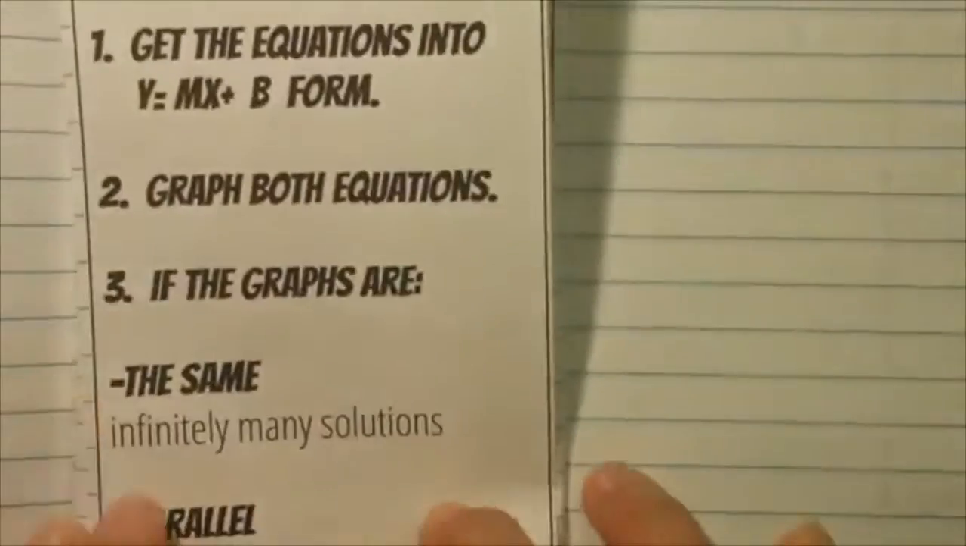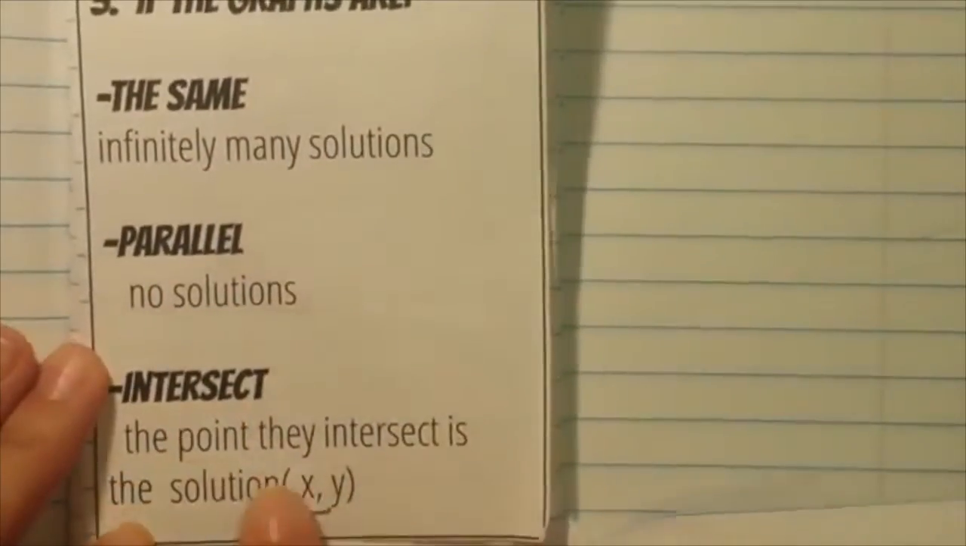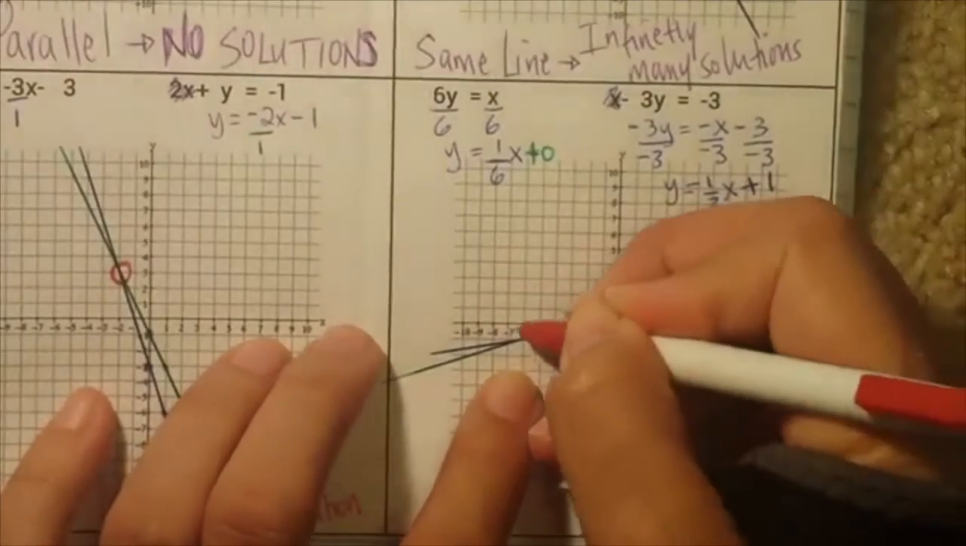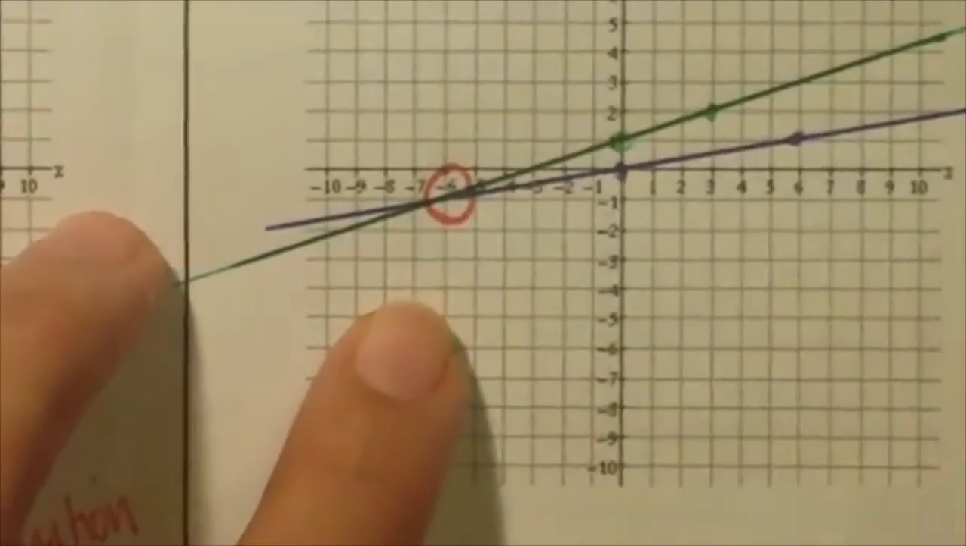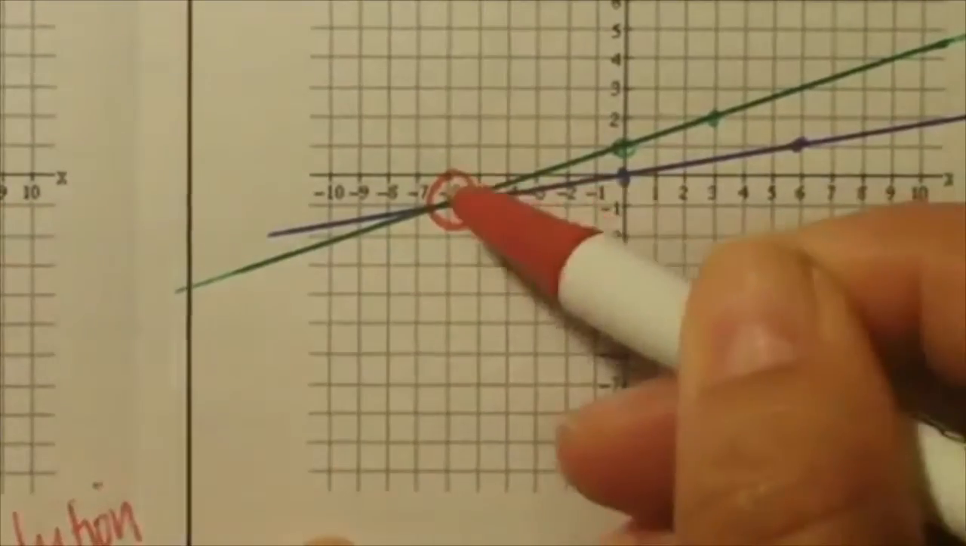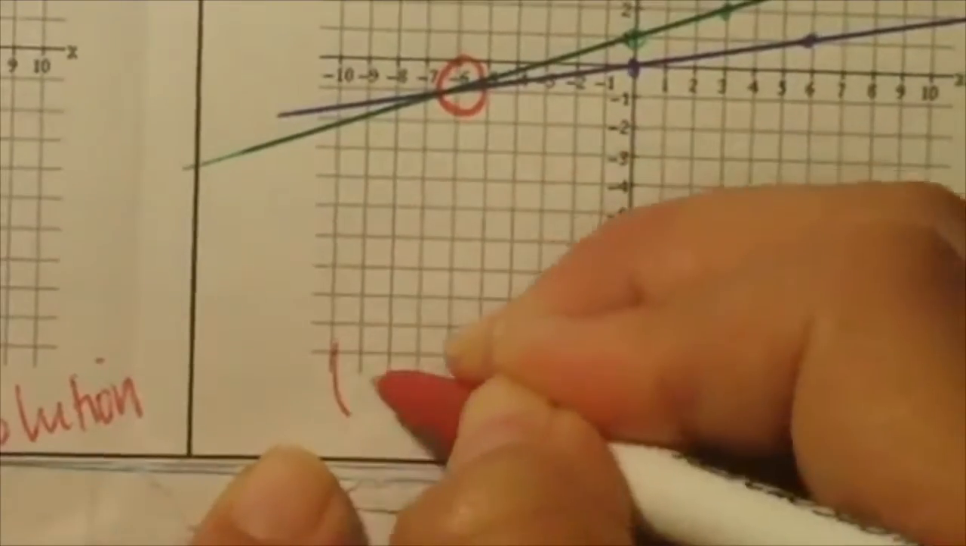Okay, so they're not the same, they're not parallel, they intersect. So whatever that is, that's the solution. So what's that? Negative 6, negative 1. Negative 6, negative 1 is your solution.